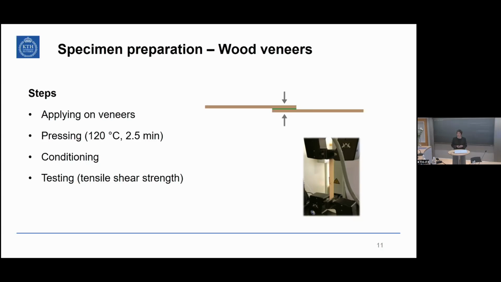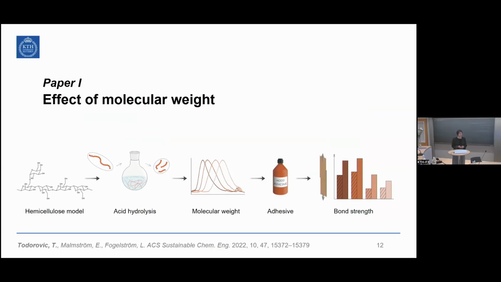Then we overlap the veneers and press them under elevated pressure and temperature. After that, we condition them based on the strength that we want to analyze, and I will show later what are conditioning methods. And we test the tensile shear strength. So we try to pull apart samples until they break. And on the image you can see on the right side how these tests look like.